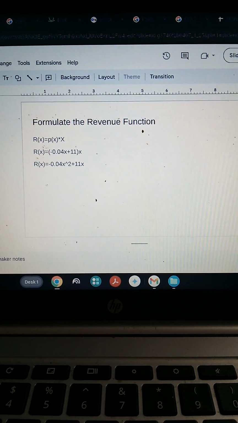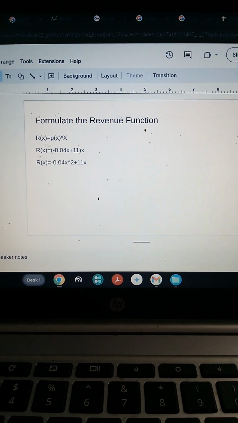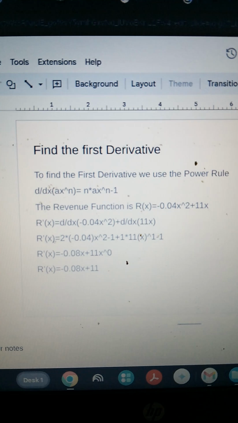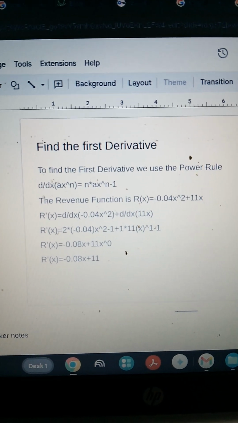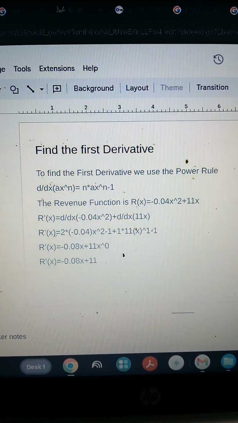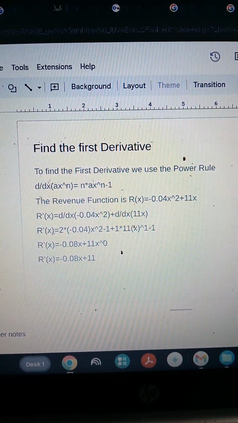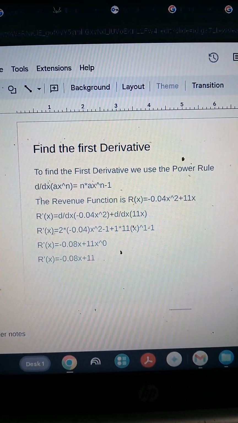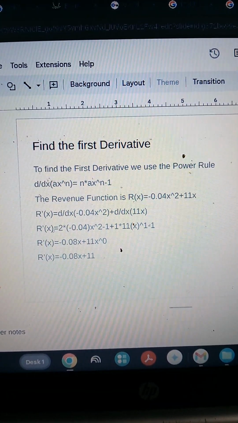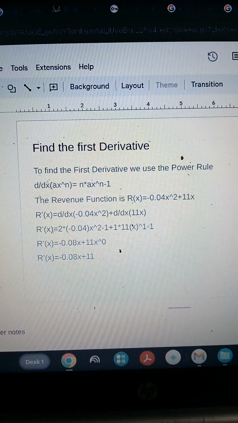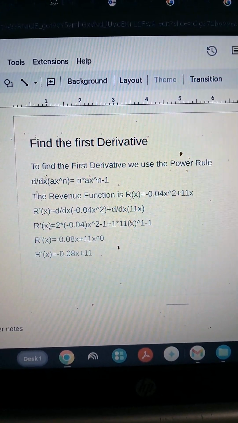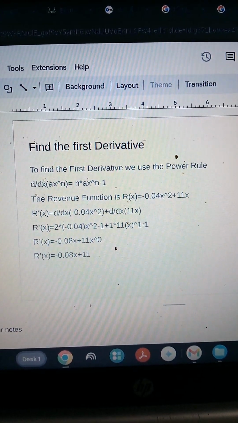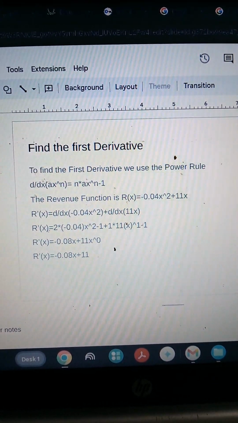From right here, after we formulate the revenue function, we find the first derivative. To find the first derivative, the formula is the derivative with respect to x of ax to the power n equals n times ax to the power n minus 1. So we know the revenue function is R of x equals negative 0.04x to the power 2 plus 11x.